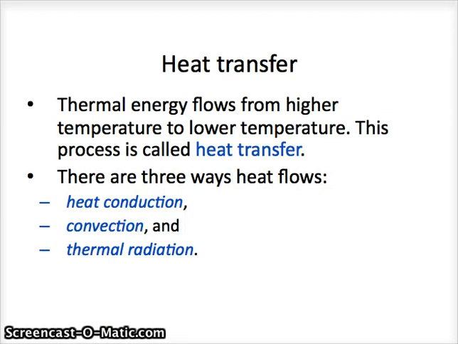Heat transfer. Thermal energy flows from higher temperatures to lower temperatures. This process is called heat transfer. And there are three ways that heat flows: heat conduction, convection, and thermal radiation.